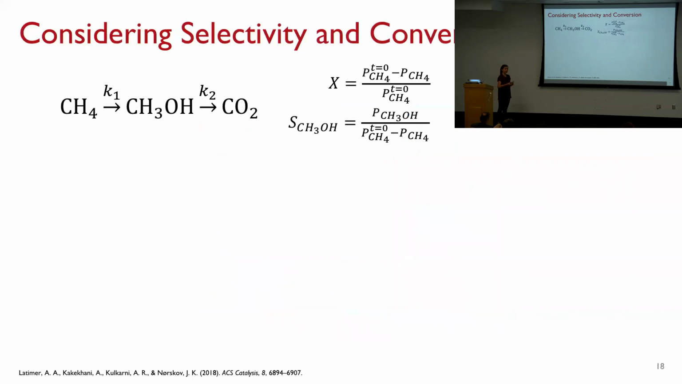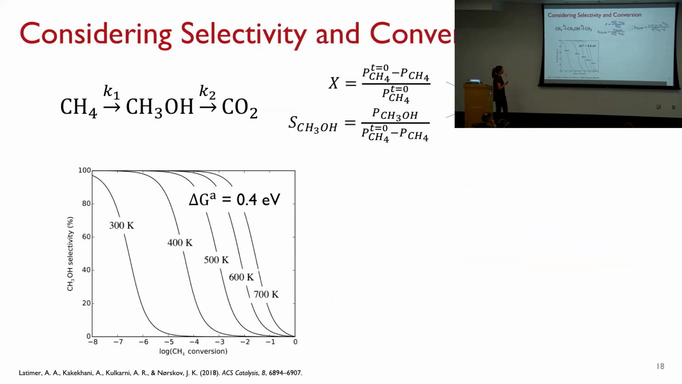We can define the conversion of methane as the amount of methane that has been consumed divided by the amount of methane that there was to begin with, and the selectivity towards methanol as the partial pressure of methanol divided by the amount of methane that has been consumed. Combining these two equations and doing some algebraic manipulations, we can arrive at an expression for selectivity as a function of conversion of methane and this ratio of the two rate constants, K2 over K1.